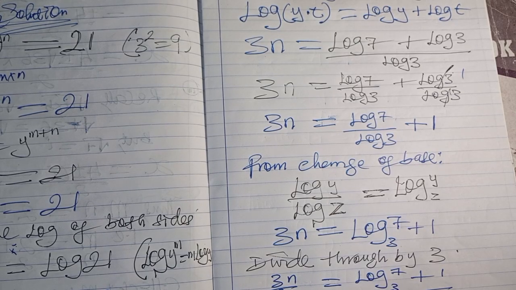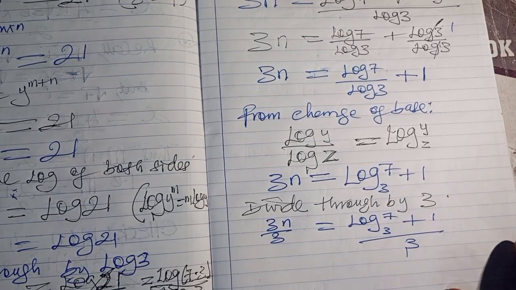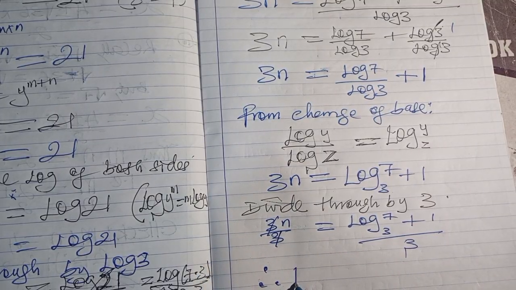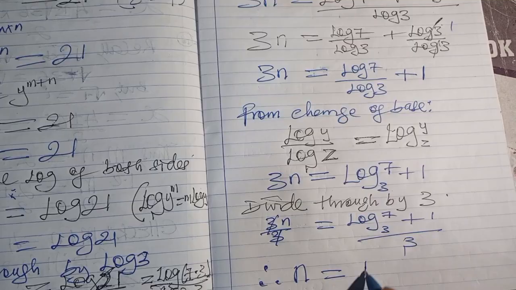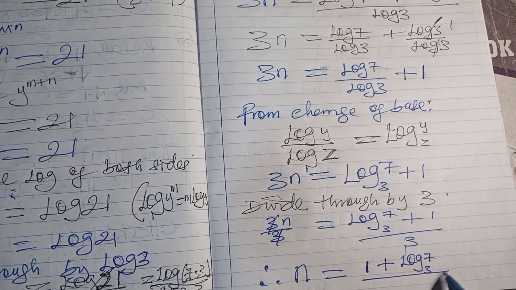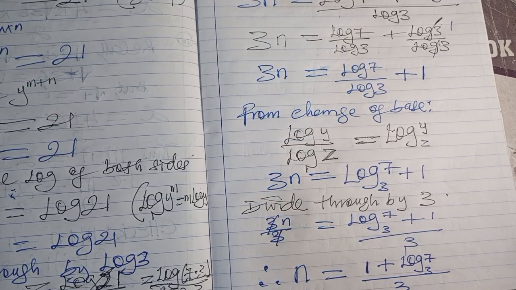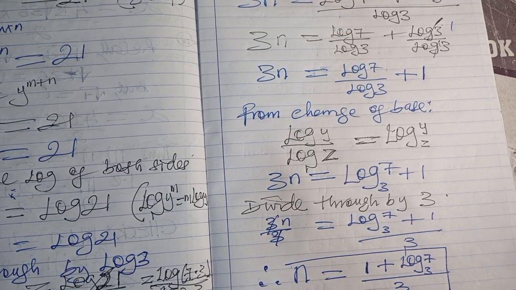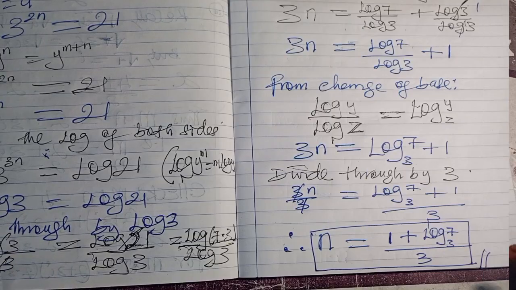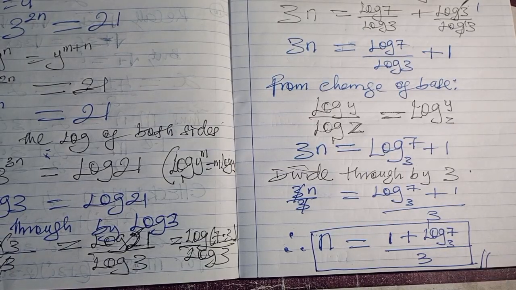Okay, all divided by 3. So that this can now cancel. I will have therefore n is equals to 1 plus log 7 base 3 all divided by 3. Good. So this is the value of n. Now we are going to check if this is true.